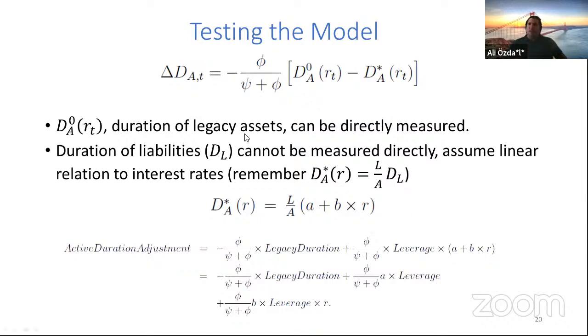And so what happens is that we call the left-hand side the active duration adjustment. This is literally the adjustment that you do to your duration willingly. Then we have as the right-hand side variable the legacy duration, which we can calculate directly from the data. Again, legacy duration is the duration of your assets from the previous period, if you did not make any changes to your portfolio. And leverage times a linear function of the interest rates.